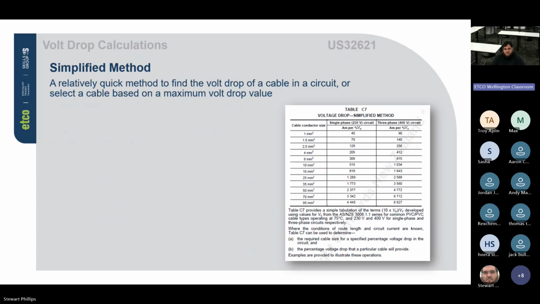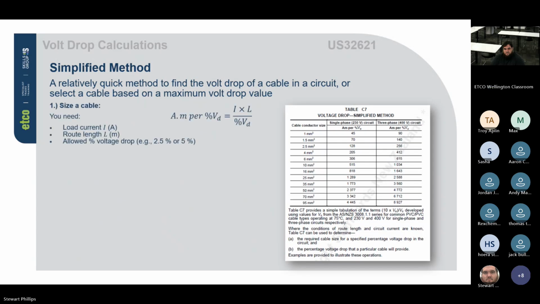So let's try and use this. Hey, Sean. Yeah, we're talking about volt drop. You've only missed a little bit. It'll be up online later as well.